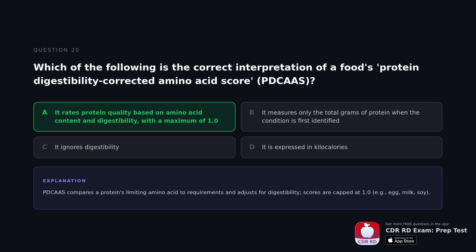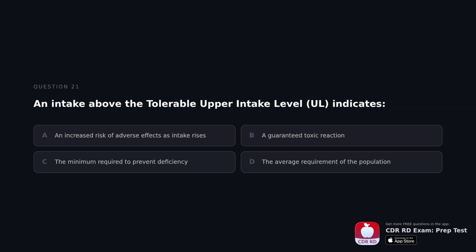The correct answer is, it rates protein quality based on amino acid content and digestibility, with a maximum of 1.0. PDCAAS compares a protein's limiting amino acid to requirements and adjusts for digestibility. Scores are capped at 1.0, for example egg, milk, soy. An intake above the tolerable upper intake level indicates A.